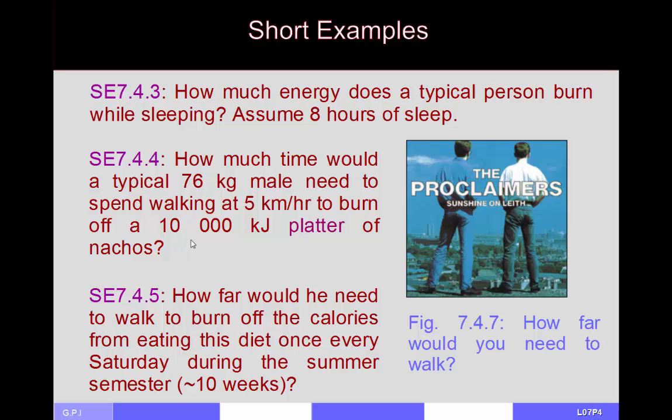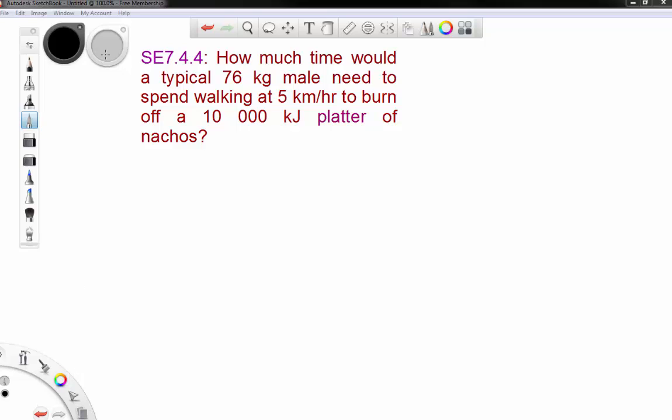So the question is, how much time are you going to have to walk at 5 kilometers per hour to burn off this nacho platter? All right, well, again, what we need to have is a change in energy, which is equal to power times time. And now we're just going to solve it for the time. Time is delta E over P. The delta E we already have is 10,000 kilojoules, which is the same thing as 10 million joules.